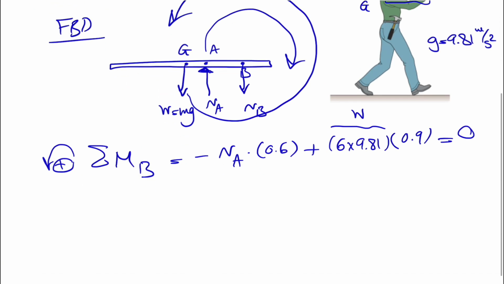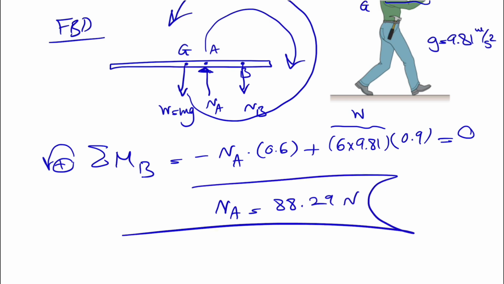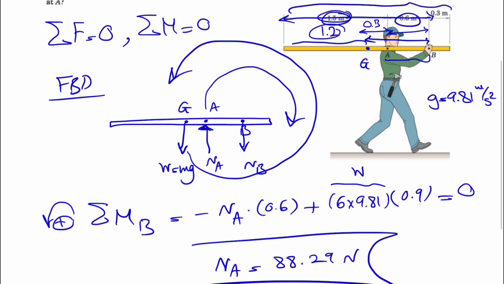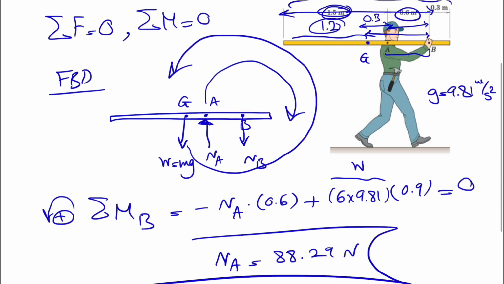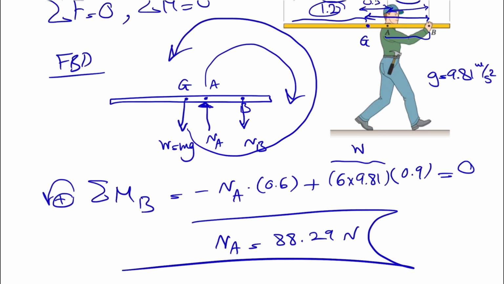This will be equal to 0, and basically our NA will be 88.29 newtons, which is the final answer for this question. That would be NA, the force that is applied on the carpenter's shoulder. Obviously what we showed here as NA was the force from the shoulder to the board, but we have the same force from the board to the shoulder of the carpenter, just in the opposite direction. So yeah, hope you guys find this one helpful.